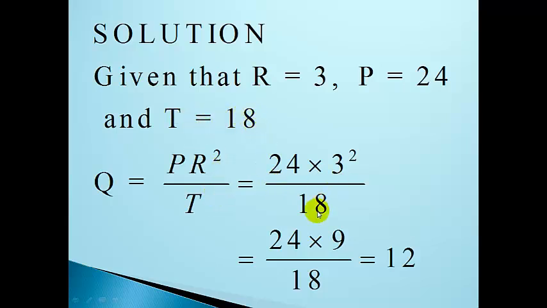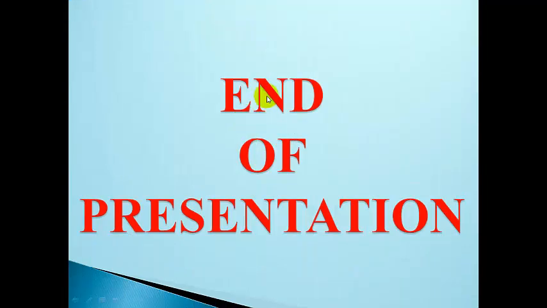So divided by 18. Now 3 squared is equal to 9. So you have 24 times 9 divided by 18. And the answer is 12. This means that the value of q is equal to 12, when r equals 3, p equals 24, and t equals 18. This is the end of our presentation on change of subject.